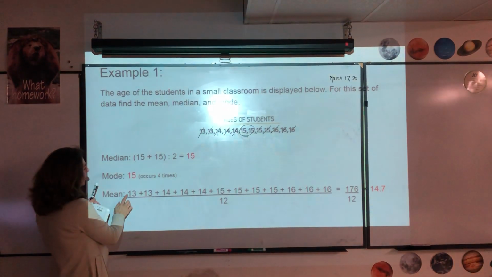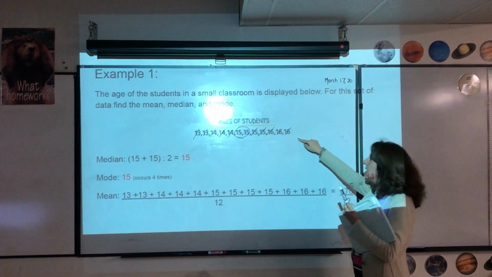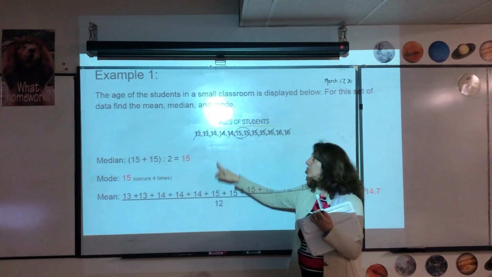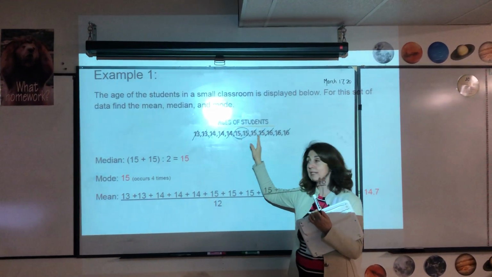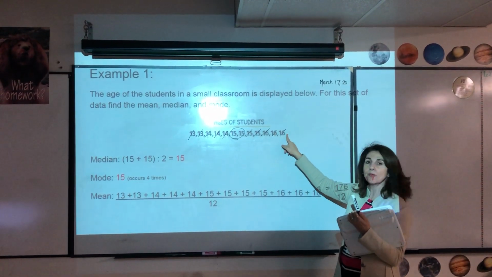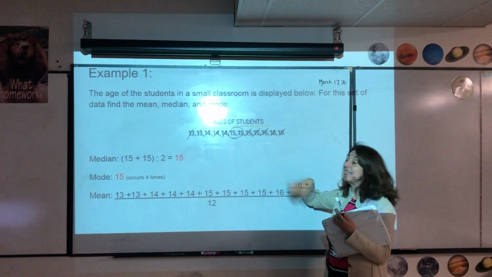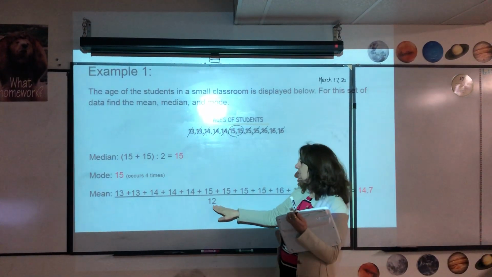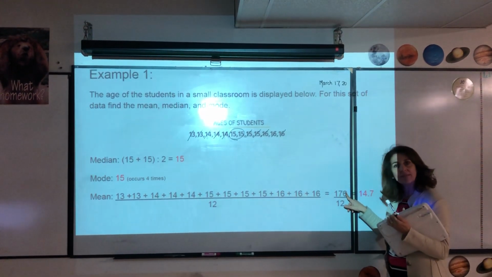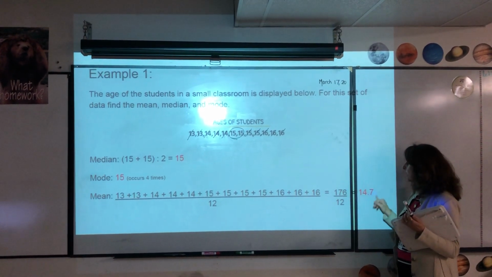So what do you have to do? Add up all the information, all these numbers here. We have to add them up and divide by 12. Why 12? Because we have 12 ages represented here. 1, 2, 3, 4, 5, 6, 7, 8, 9, 10, 11, 12. So we add all the numbers and divide by the amount of numbers that we have, which is 12. When we add all these numbers here, we get 176. And then we divide it by 12, which gives us 14.7.